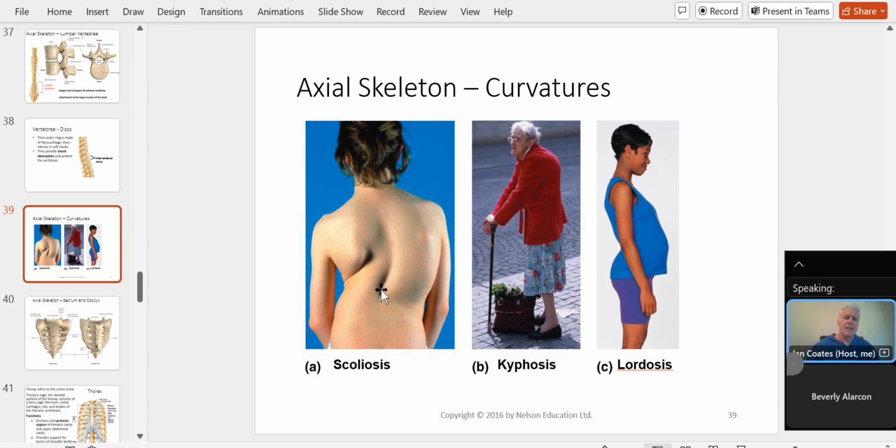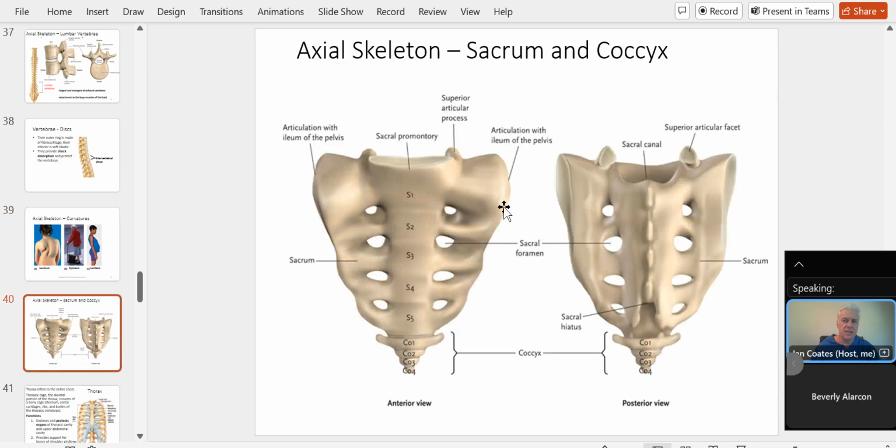Okay, and then you have what's called kyphosis. This is a deviation of the spine in the upper region. And then you can also have what's called lordosis. This is a deviation of the spine there in the lumbar region. I always throw a question on one of those, so you'll see that one again for sure. Scoliosis, kyphosis, and lordosis.